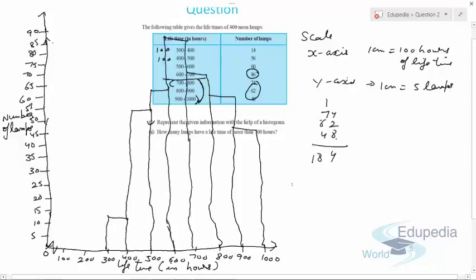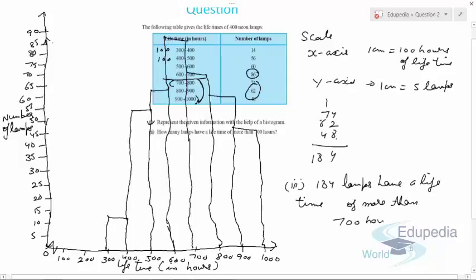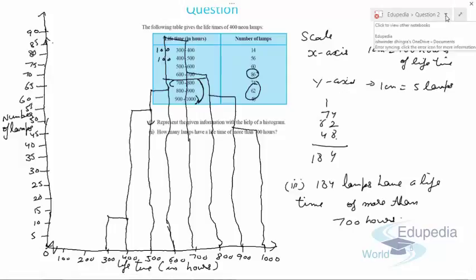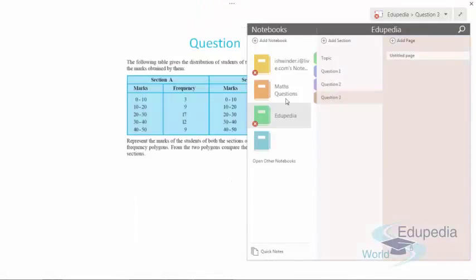So we can write for the second part, 184 lamps have a lifetime of more than 700 hours. So this is how we can do these types of questions. Now let's discuss the next question, which is question number 3.